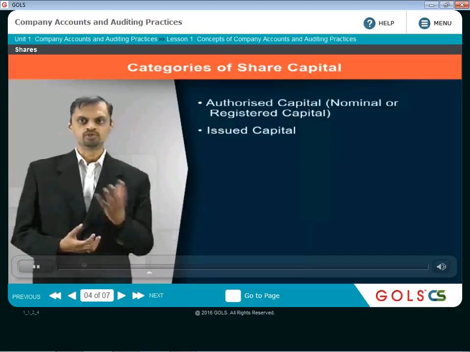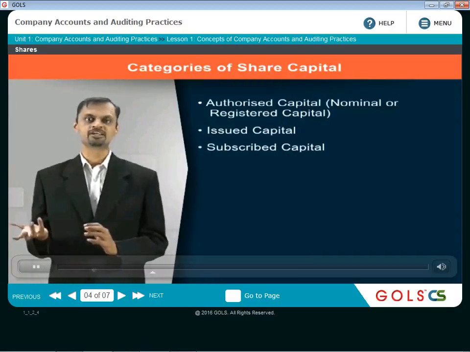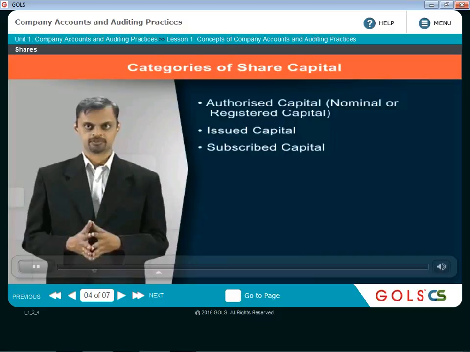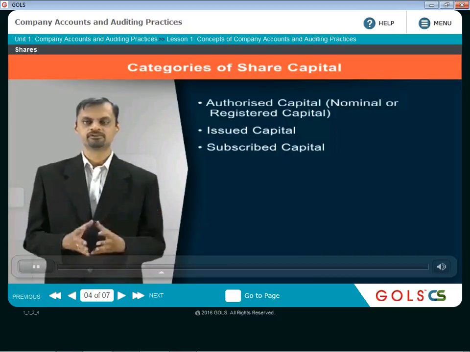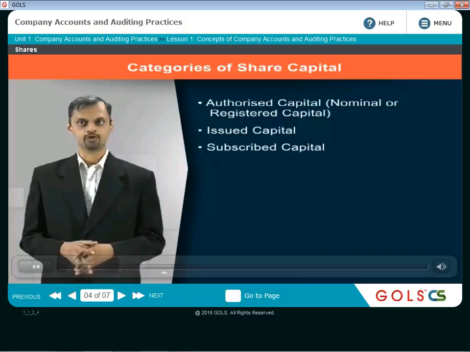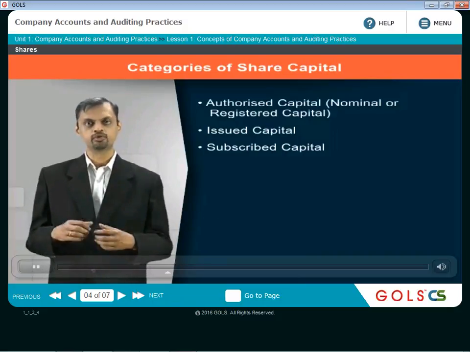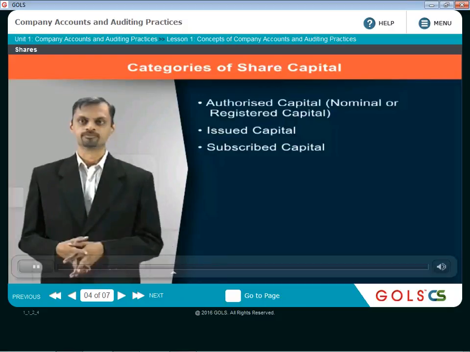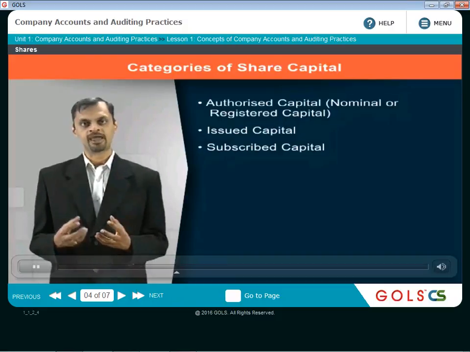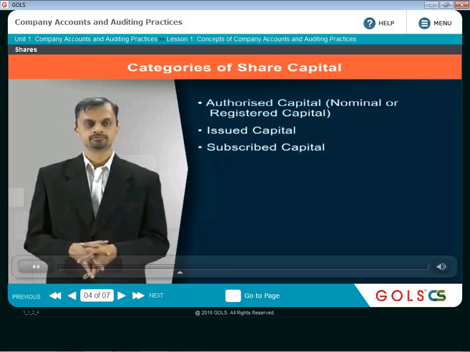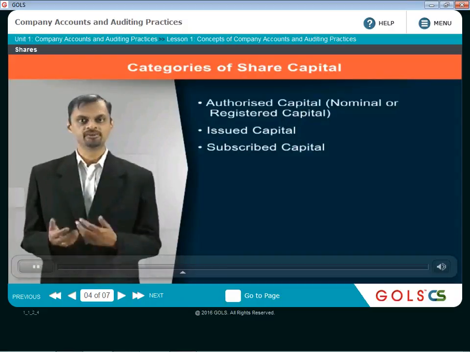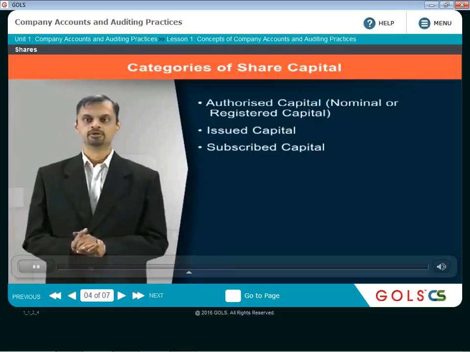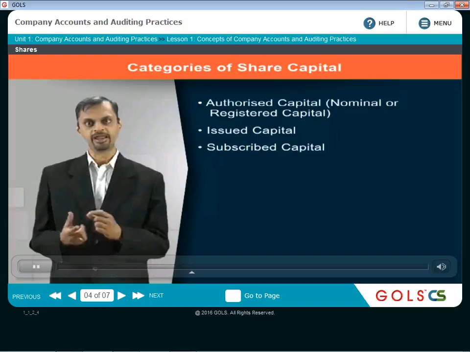Out of the issued capital, whatever shares are actually subscribed for by the people and allotted by the company, that is called subscribed capital. Let us take a simple example that authorized capital is 100 rupees. Out of that, the company has issued shares worth 90 rupees. So 90 becomes your issued capital. Now out of 90, people may actually apply for say 85 rupees worth of shares, and so 85 rupees worth of shares will be allotted by the company. So out of 90, which is issued capital, 85 becomes subscribed capital.